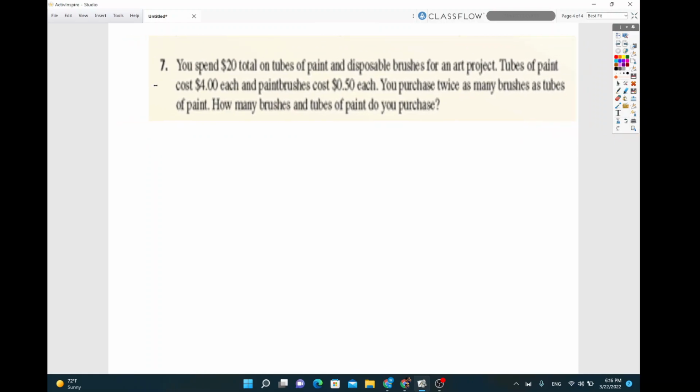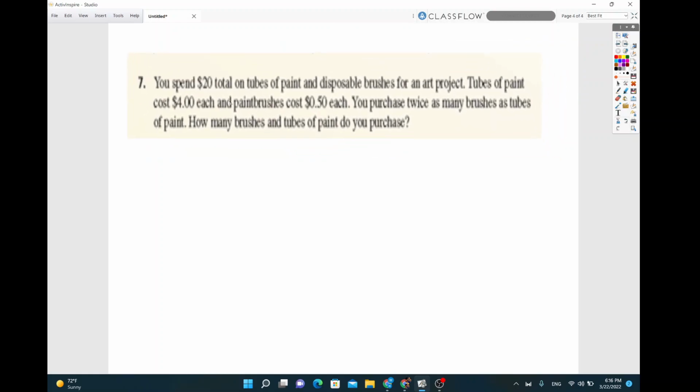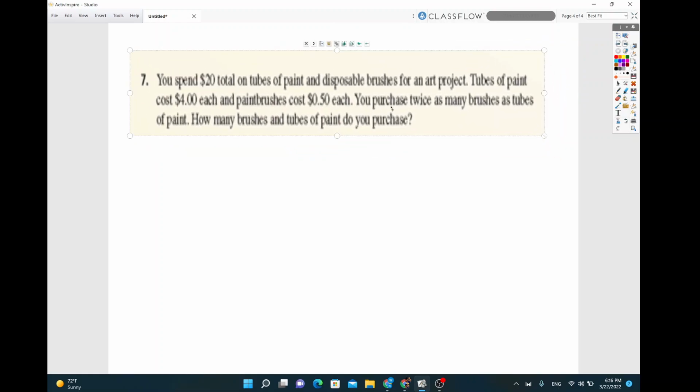Okay, so making sure that it fits for the screen here. Okay, here we go. So you spend $20 total on tubes of paint and disposable brushes for an art project. And the tubes of paint cost $4 each. Okay, so $4 each. And then the paint brushes cost 50 cents each. And you purchase twice as many brushes as tubes of paint. And how many brushes and tubes of paint do you purchase?